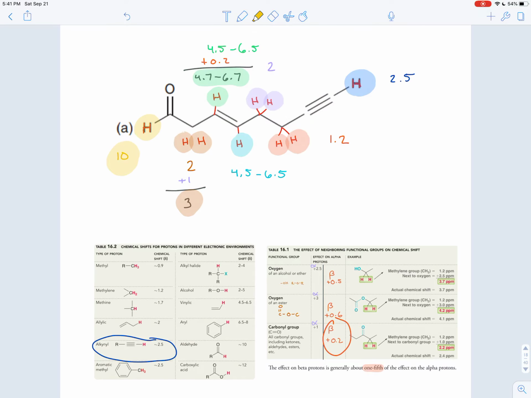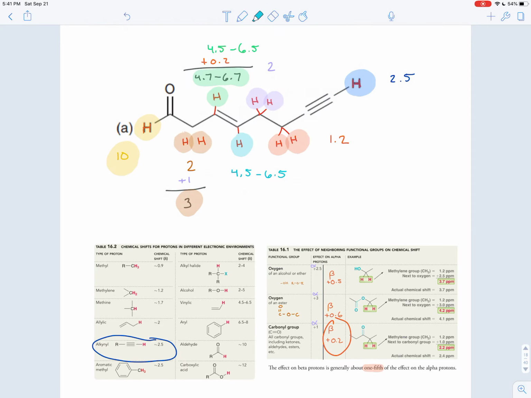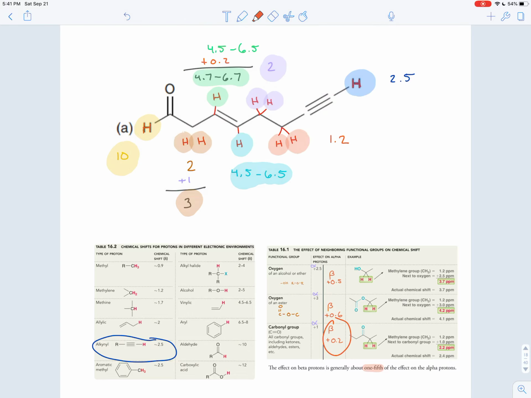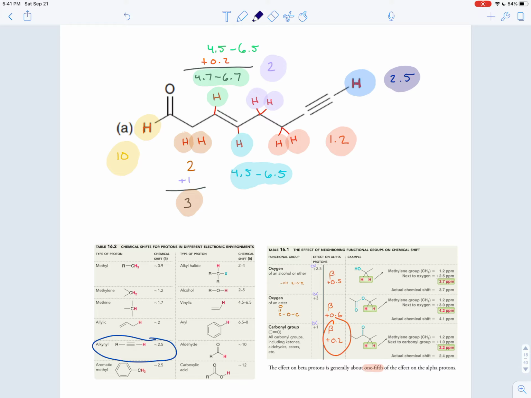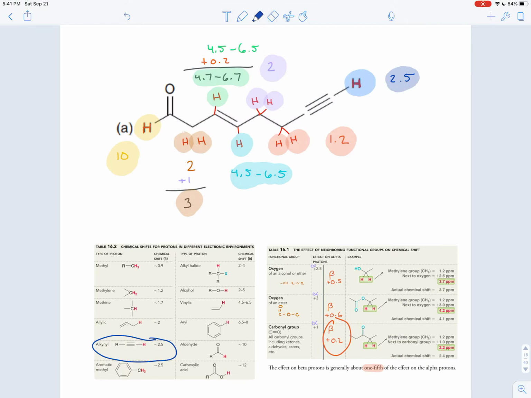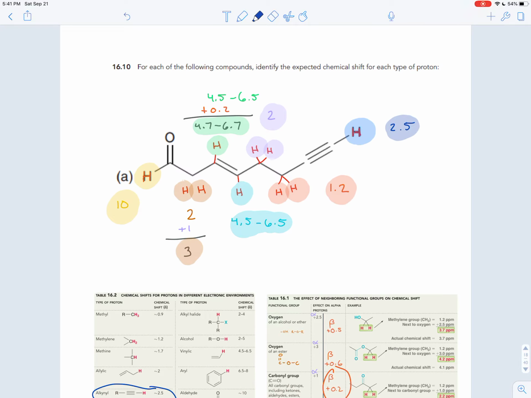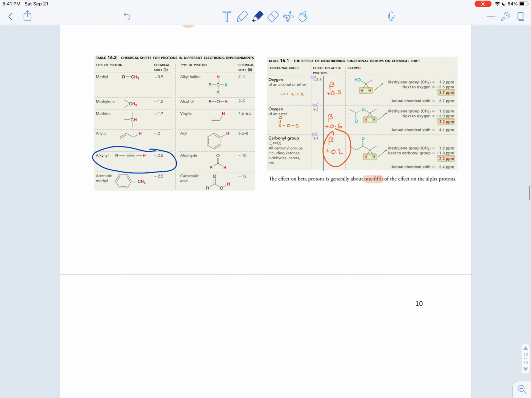We'd have a peak at around 10. As we saw, we'd have a peak around 3, a peak around 4.7 to 6.7, 4.5 to 6.5, 2, 1.2, and 2.5. So those are the expected chemical shifts for each type of proton or hydrogen in this molecule.